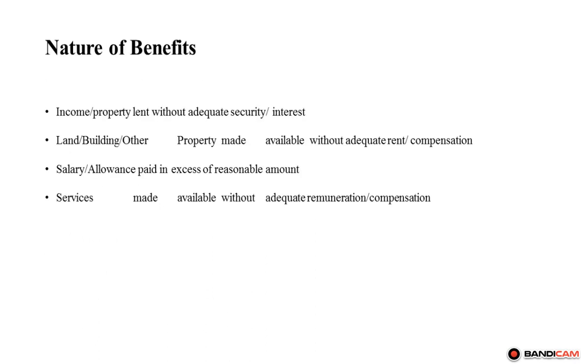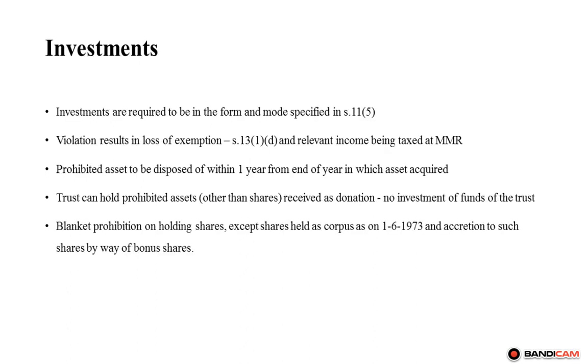Okay, nature of benefits. So the nature of benefit is given here: income, property lent without adequate security interest. Land or building, other property made available without adequate rent compensation. Then salary or allowances paid in excess of reasonable amount. So these are the nature of benefits: services made available without adequate remuneration or compensation.